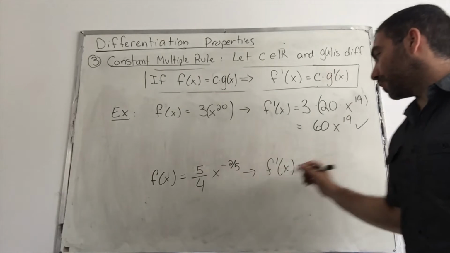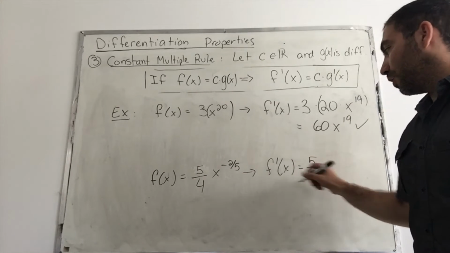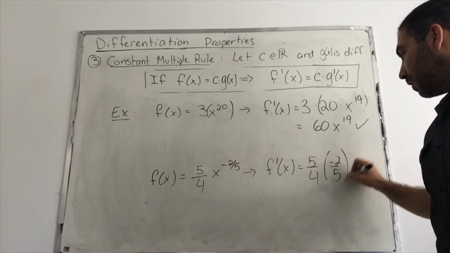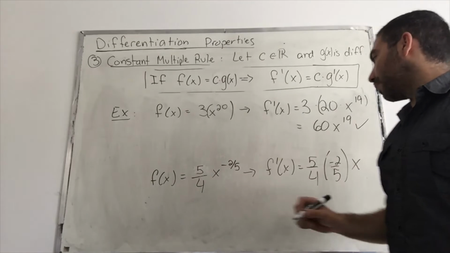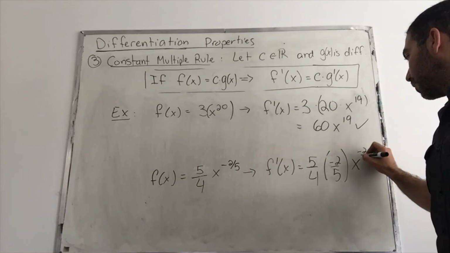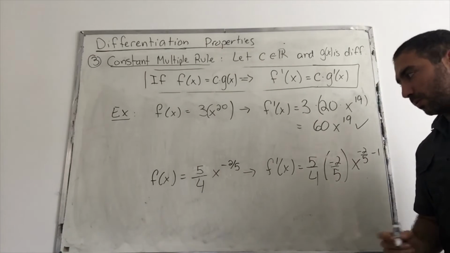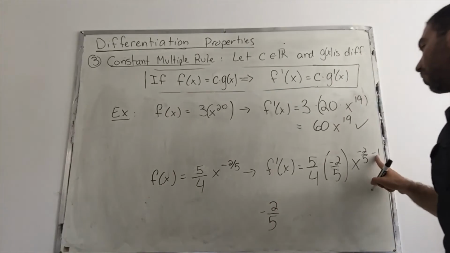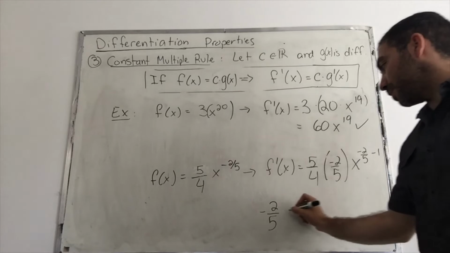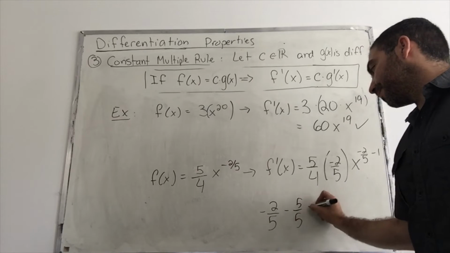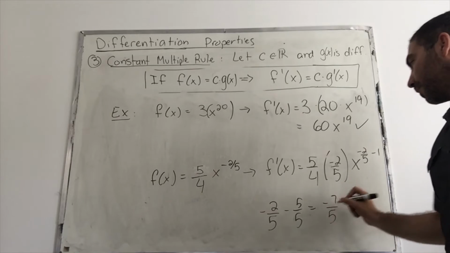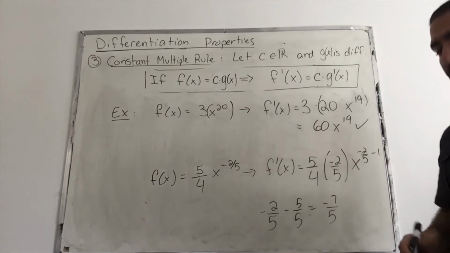5 over 4. I'm just going to keep it in the front. We're going to drop the exponent, giving us negative 2 over 5 x, and then subtracting the exponent by 1. So negative 2 over 5 minus 1. So without a calculator, you have to find a common denominator. 1, you could think of it as 5 over 5. This is work you do on the side. Negative 2 minus 5, you get negative 7 over 5. Okay, so in the exponent here, we have negative 7 over 5.